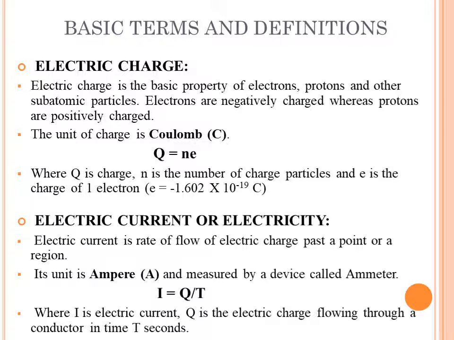Then comes the actual definition of electric current, or electricity, that we generally use in layman language. Electric current is the rate of flow of electric charge past a point or a region. We already learned that electric current is a flow of electrons. So by this definition, we can write the formula of electric current as I = Q/t, where Q is the electric charge flowing through a conductor in time t seconds. The unit of current is ampere, represented by A, and the device used to measure the current is known as an ammeter.